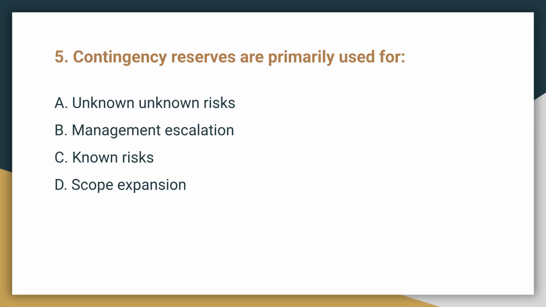Question 5. Contingency reserves are primarily used for what purpose? The correct answer is C, known risks. Contingency reserves are specifically designed to cover identified risks within the project.